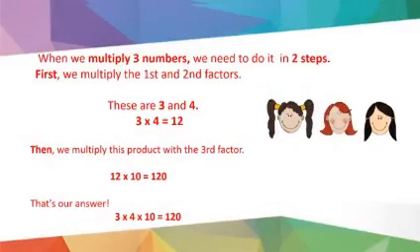When we multiply 3 numbers, we need to do it in 2 steps. First step, multiply the first and the second factors. So multiply 3 by 4, we'll get 12. And then multiply the product by the third factor. 12 by 10, 120. So our answer is 120.